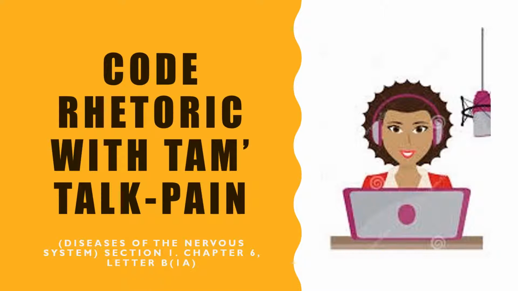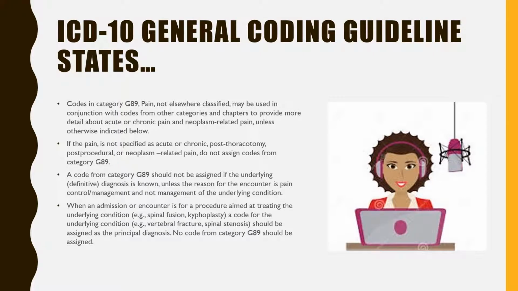In today's lesson, we will still be focusing on the nervous system, but specifically targeting the area of pain, which is located in Section 1 under Chapter 6 under letter B, 1A. The ICD-10-CM General Coding Guidelines state that codes in category G89, which represents pain, not elsewhere classified, may be used in conjunction with codes from other categories and chapters to provide more detail about acute or chronic pain and neoplasm-related pain unless otherwise indicated below.